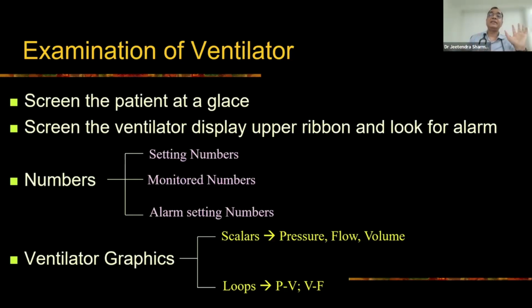And third is the alarm setting number. So whatever number you see, your mind must be trained to ask which number I'm talking about. Is this my setting number? Is this my monitoring number, or is this the alarm number? Based upon that, this is just a proposal on how to go about it. I'm not talking about the interpretation at this moment.